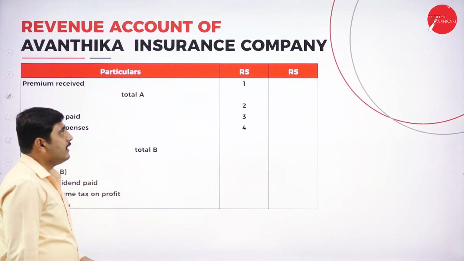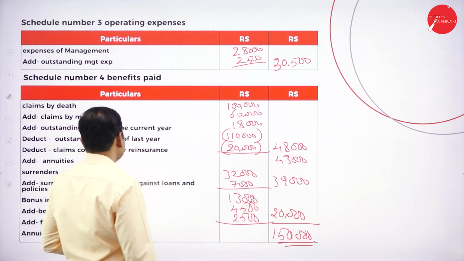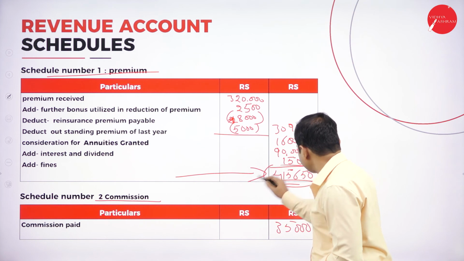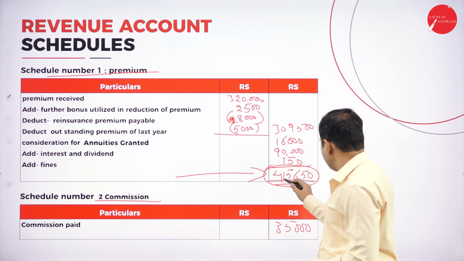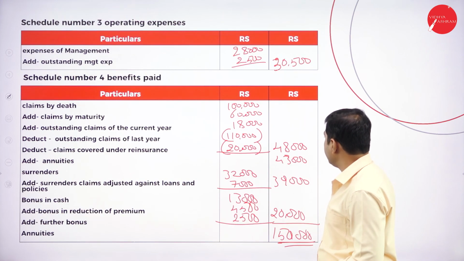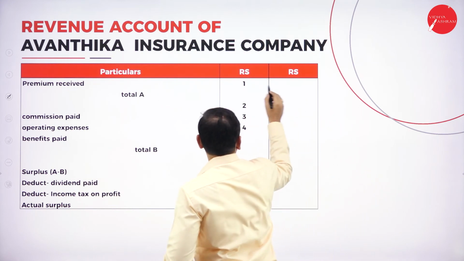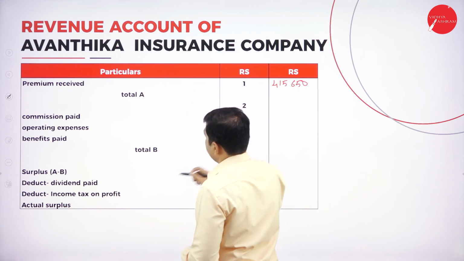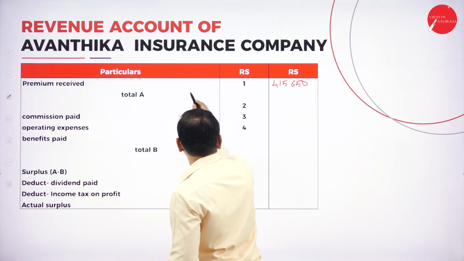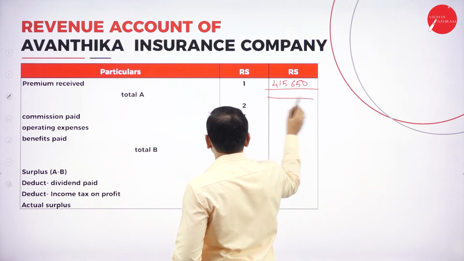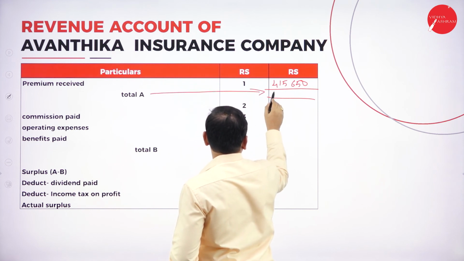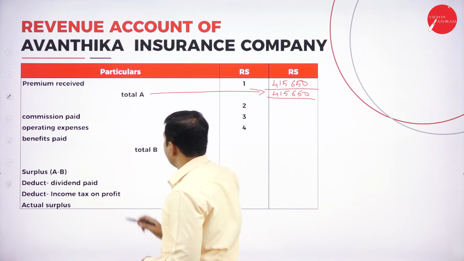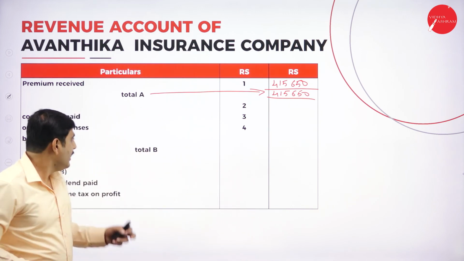Now this is the revenue account. What is the total of premium? It is 4,15,650. Let's write here premium received, 4,15,650. This is total A. Total A is 4,15,650.